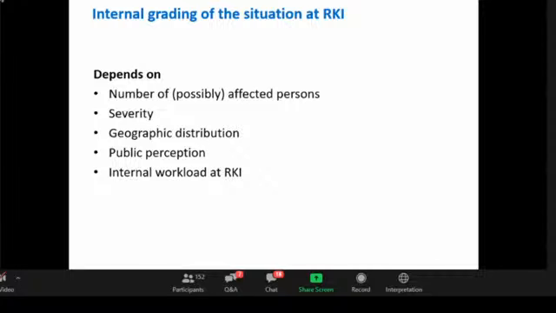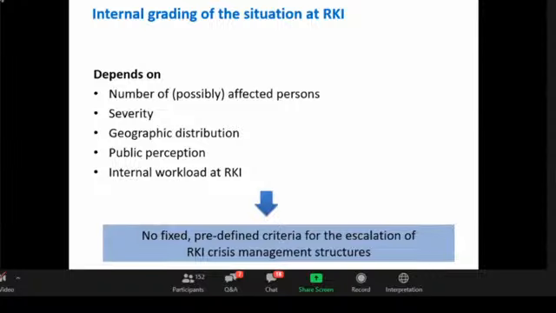What should we do? And of course, the internal workload of the Robert Koch Institute, which also, together with how many units are involved. So we don't have fixed predefined criteria for the escalation. So we don't say, oh, we've got 100 emails per day, so we will open our emergency operations center. But we say, okay, it's a discussion process, and those are the indicators we use for that. Next slide.